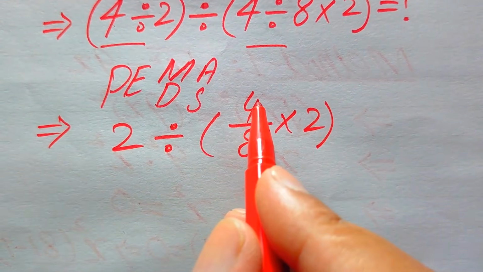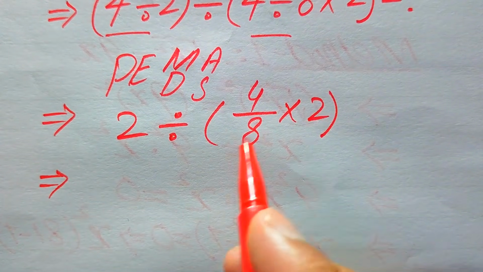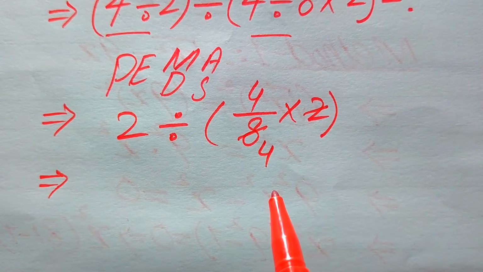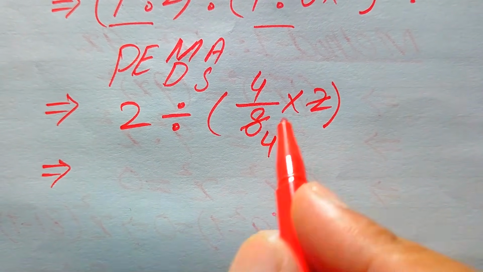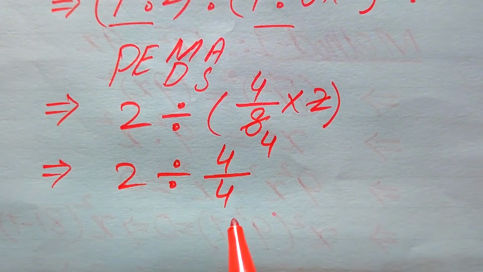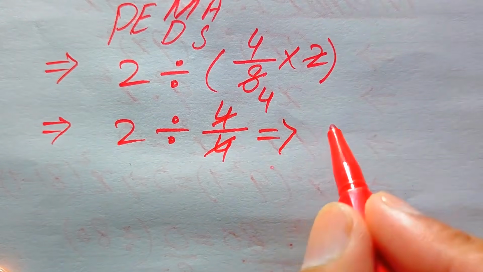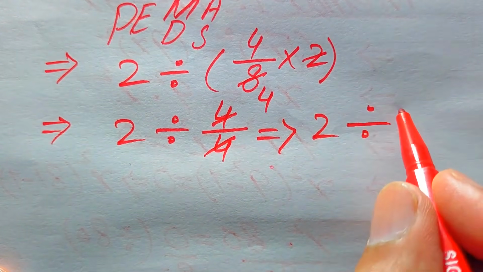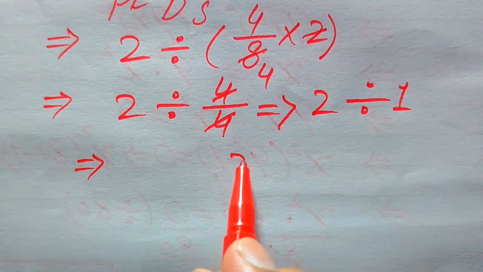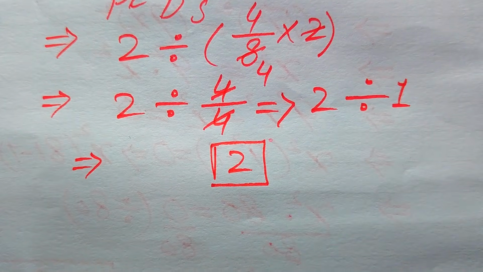And now in the next step you see that we just cancel these terms, and we obtain 2 times 4 becomes 8, and further we get 2 divided by 4 divided by 4. So this 4 and this 4 are gone, and we obtain 2 divided by 1. So 2 divided by 1 becomes 2 only. So 2 is our final answer to this question.